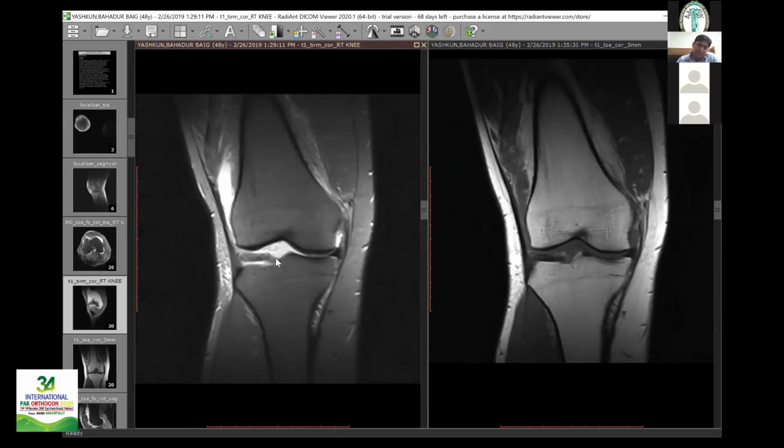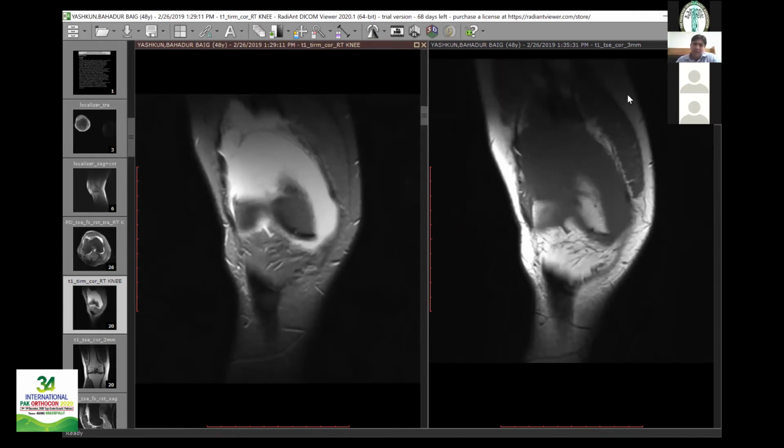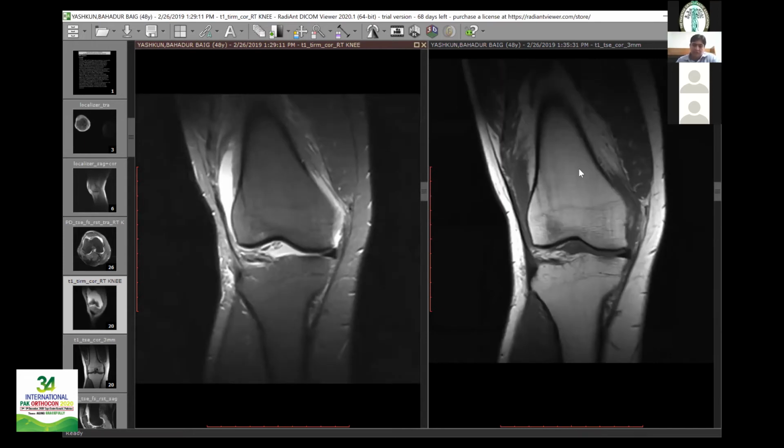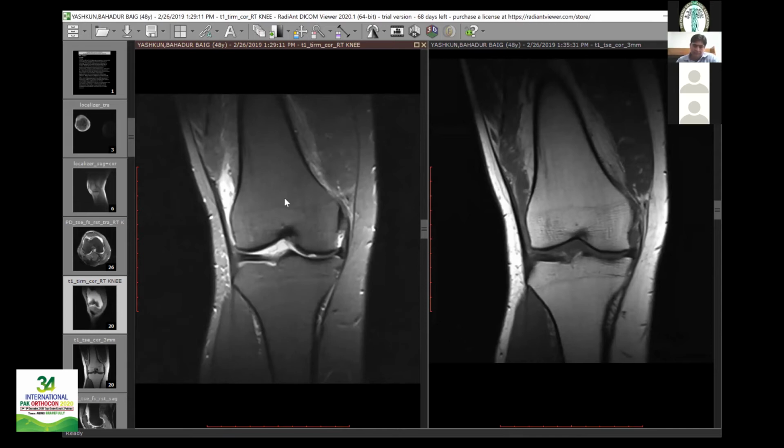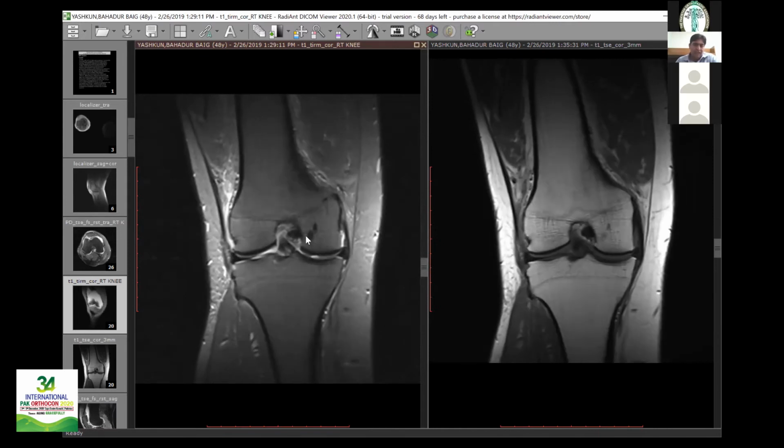This on the left hand side is a proton density PD weighted image with fat suppression. On the right hand side, this is a T1 weighted image without fat suppression. And here you can appreciate that fluid is bright on a PD fat sat image as compared to the T1 weighted image in which fluid is dark. So my approach is to start from the center of the film, look at the bones, that is the femur and the tibia, look for any signs of bone bruise, edema, fracture, any focal bony lesions.